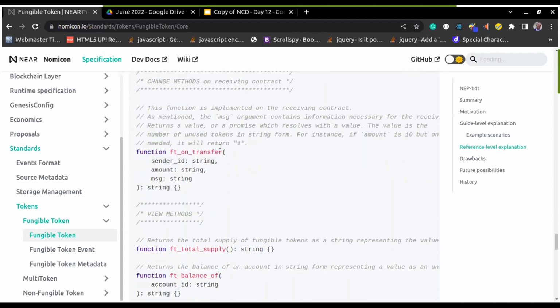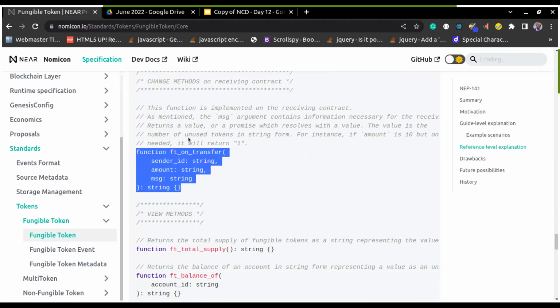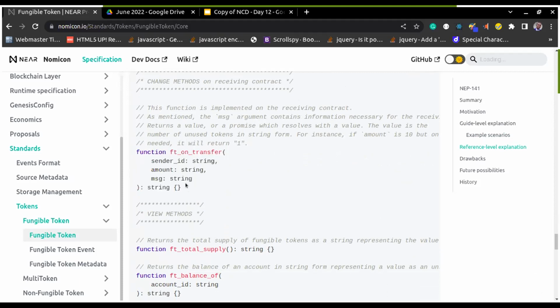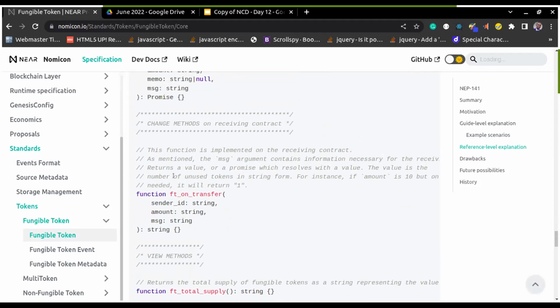Then FT on transfer, this is a method that will be required that the smart contract we are transferring tokens to implement, okay? And this is what is going to help us further process the transaction, given the response of this method on that smart contract.